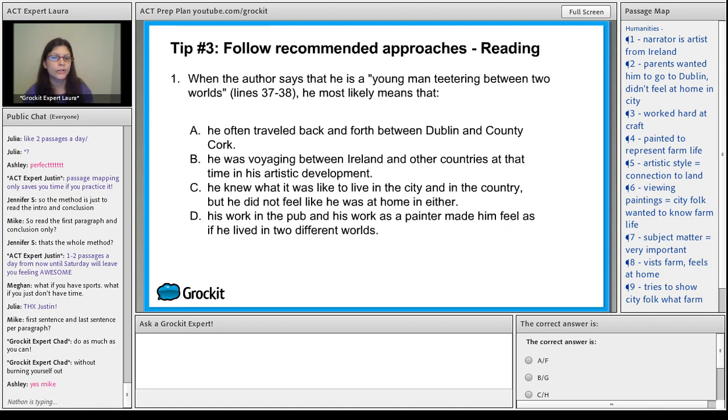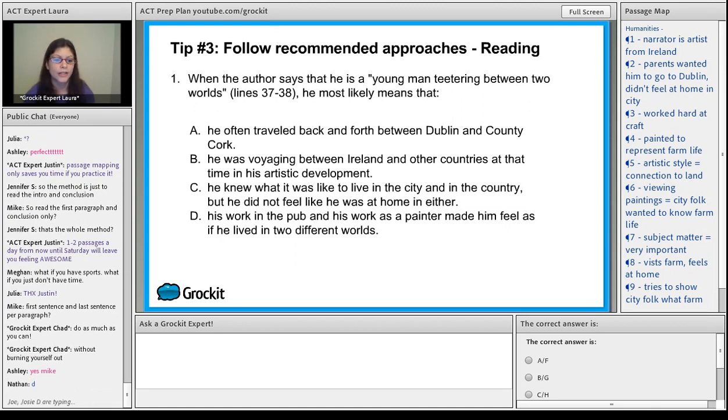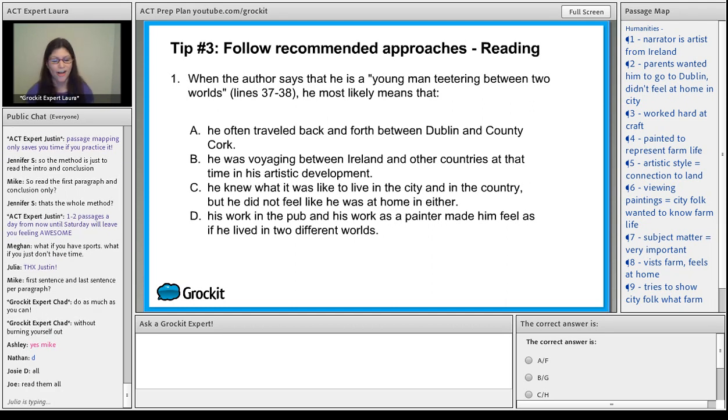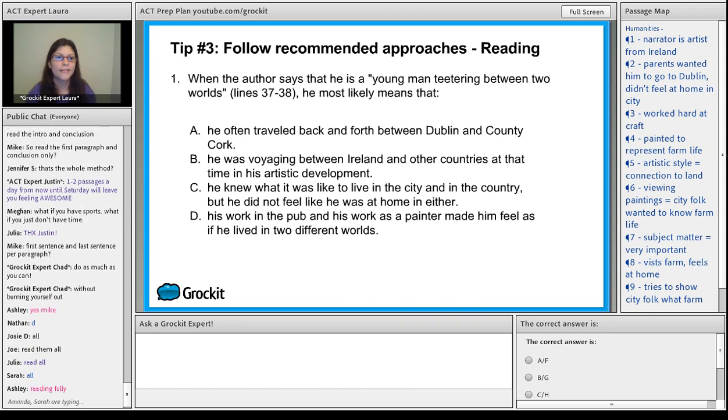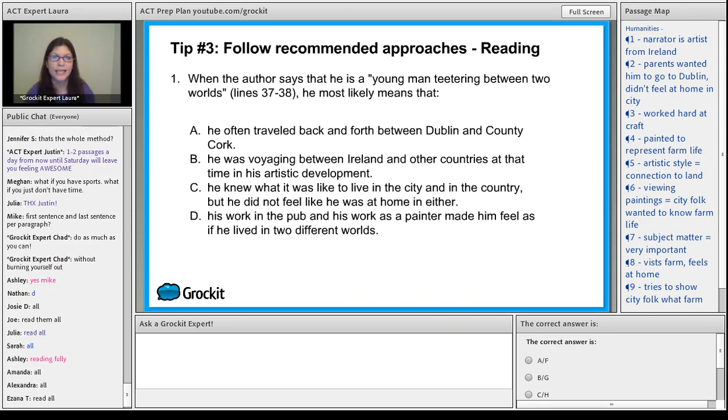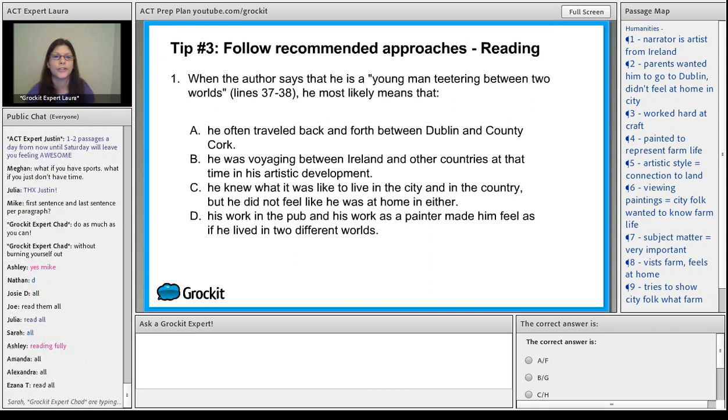For the intro and conclusion paragraphs, you are reading all of it. Good. So read all of the first and last paragraph, the entire thing, don't skip anything, but for the body paragraphs, look for the first and last sentence. Yep, reading fully, first and last paragraph.